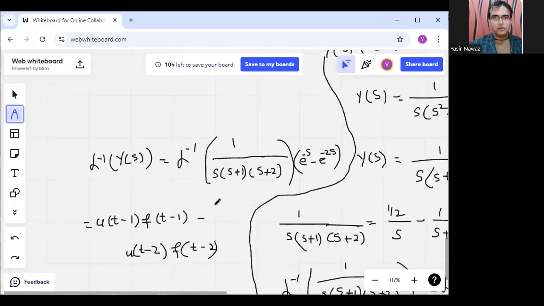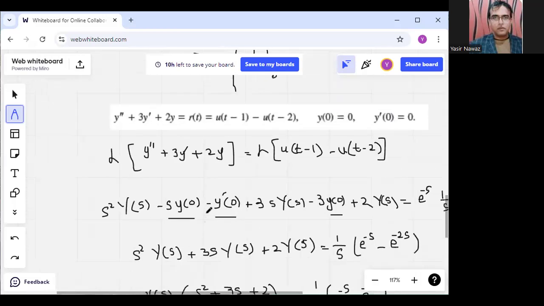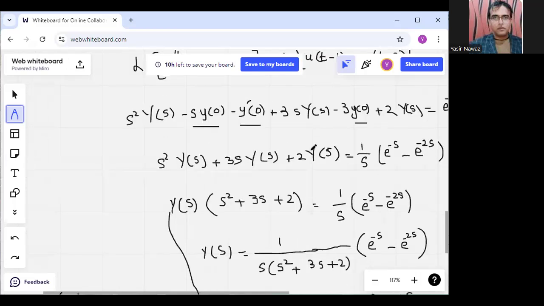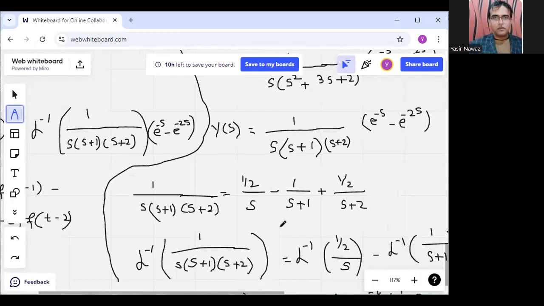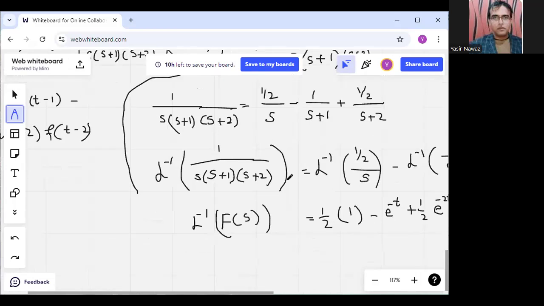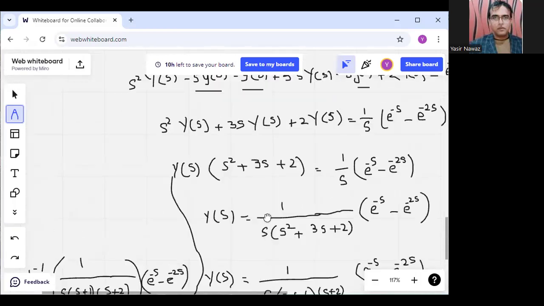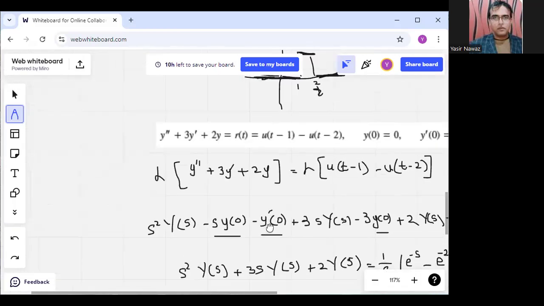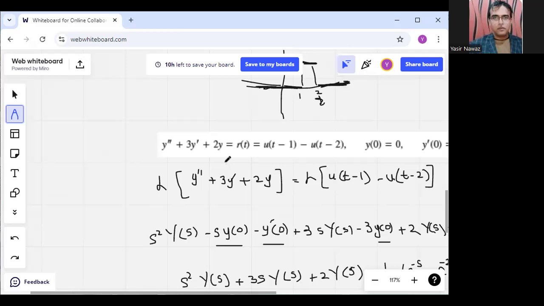So that's the Laplace transform of an ordinary differential equation with the external force in the form of a unit step function, or you can say a square wave. It's the Laplace transform of this particular situation, the mass spring system, in which the external force is a square wave.